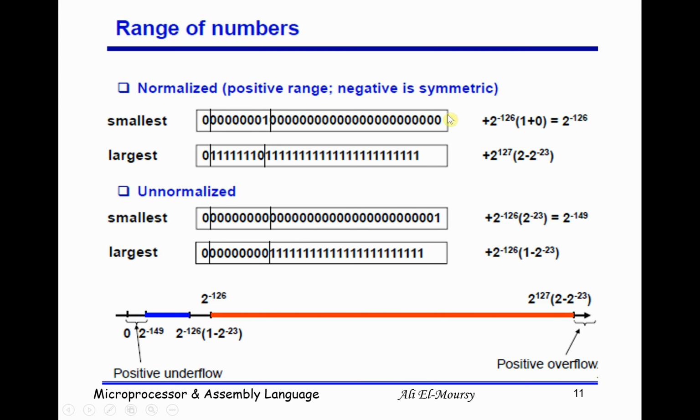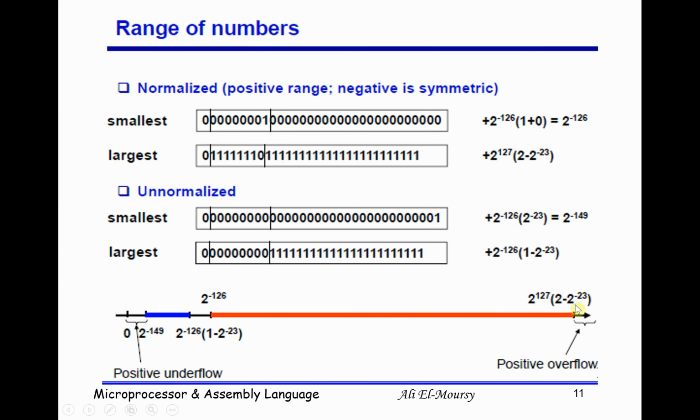So this is the starting number for the normalized range. By using different combinations for the fractional mantissa and for the exponent, I can go up to the exponent 11111110 and all ones for the mantissa. This gives me the number at the far end, which is almost 2 to the power 128. So the red bar here shows the whole range of values for the normalized numbers.